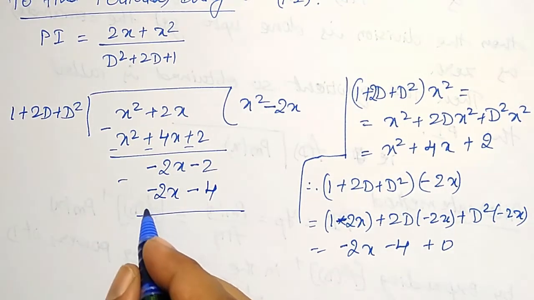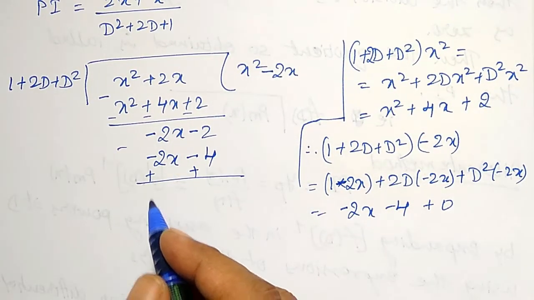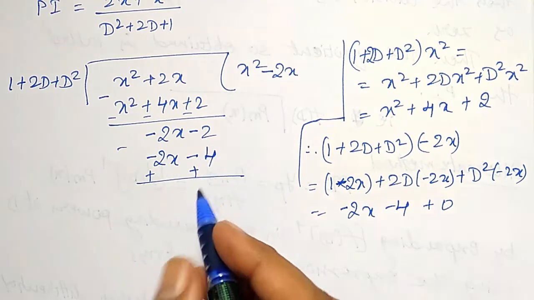Then subtract again. This will become plus, this also will become plus. Then 2x cancels, minus 2x plus 2x. This will remain, plus 2.